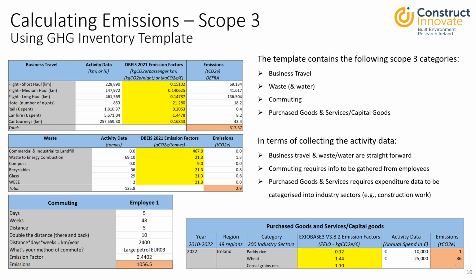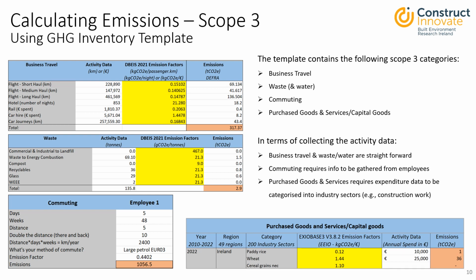We also need to understand the method of commuting, so from the drop-down menu we can pick that. There's an emissions factor associated with each mode of travel. Then the spreadsheet automatically calculates the emissions for that employee for that mode of travel and that distance travelled in the year. For purchased goods and services, that requires expenditure data to be categorized into industry categories, such as construction work.